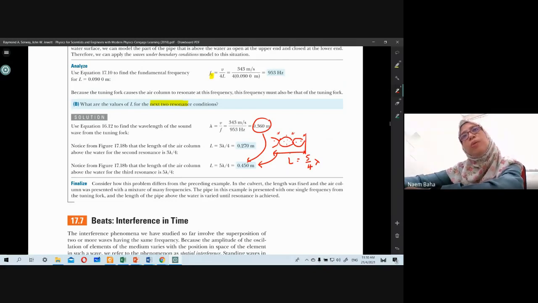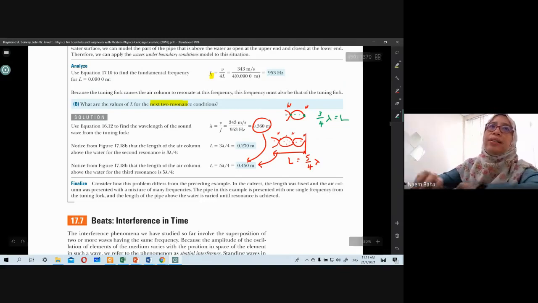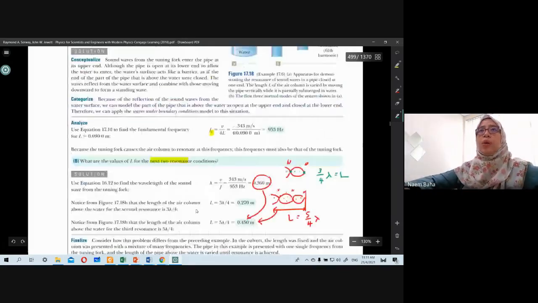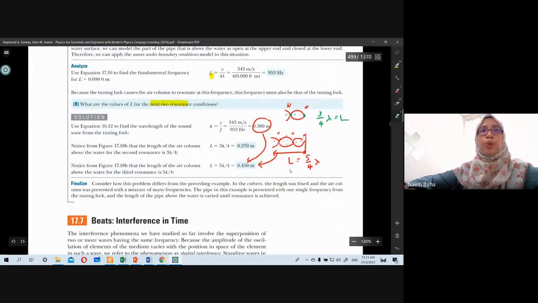Just again, draw with me. How many nodes? 2 nodes. Where are the nodes? 1, 2. Let me use a different color so that you can distinguish. 1 node, 2 nodes. All right. Okay. So how many lambda do you observe? 1/4, 2/4, 3/4. So 3 over 4 lambda for the whole length. All right. Okay, we have the figure, and you can use that, but I need you to learn how to draw as well.